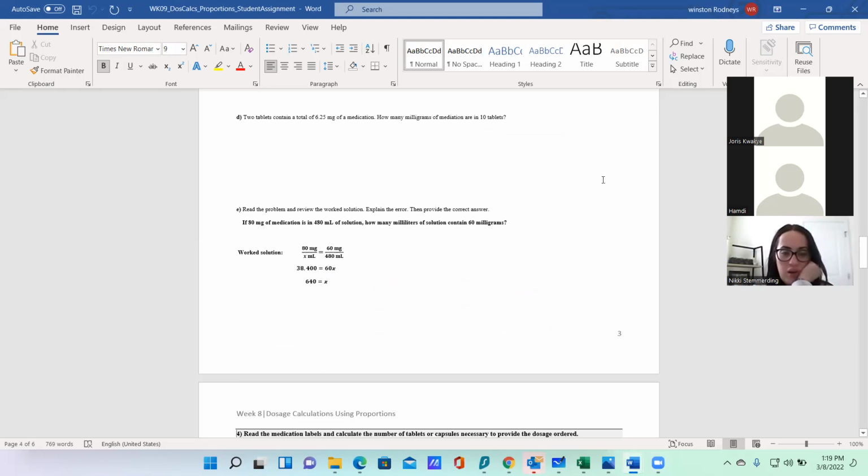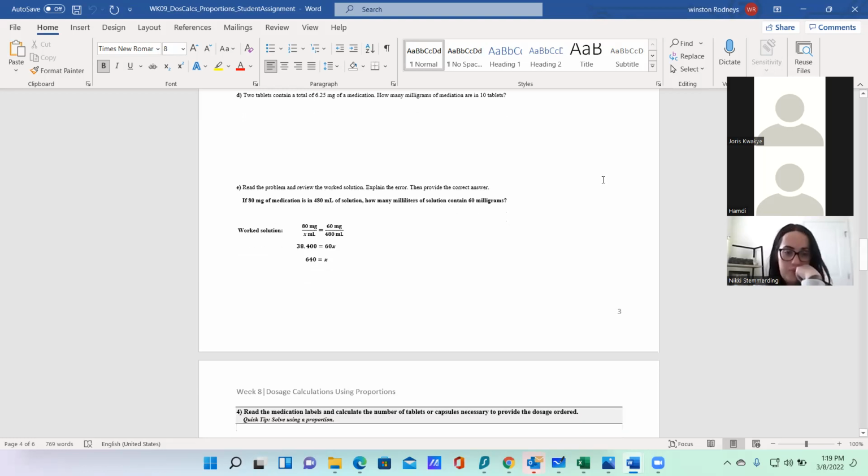So this one says 80 milligrams. Okay, yeah. Remember the reason why there's an error here is because 80 goes with 480 and 60 goes with X, but it's been written backwards. The 80 is going with the X. It shouldn't be that way, right? 80 and 480 should be in one fraction. So that's where the error is. It says identify the error, okay?